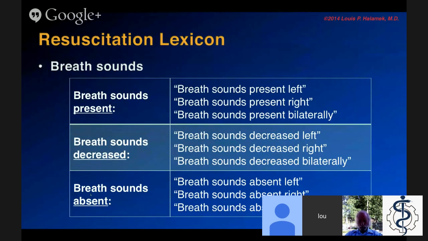So I again tried to standardize how breath sounds are reported. And the main thing I wanted to focus on is: are they present, decreased, or absent? And if any of those things, is it left, right, or bilaterally? Because we have two lung fields, on the left side of our chest and the right side of our chest, and that's where people would always listen. And so really I tried to standardize again. Either breath sounds are present, decreased, or absent, and left, right, or bilaterally. And those nine commands are the only thing that someone should say and that someone should expect to hear.